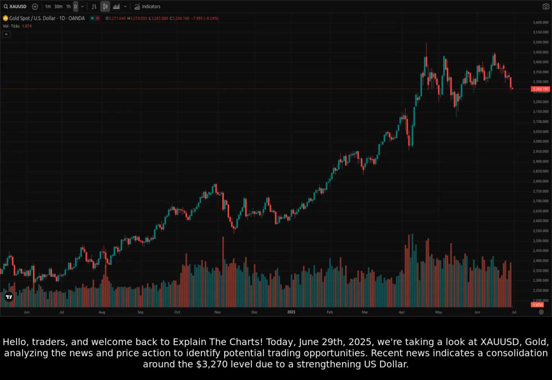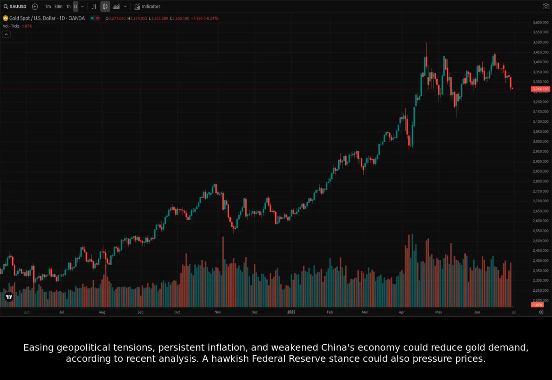Today, June 29th, 2025, we're taking a look at XAUUSD, gold, analyzing the news and price action to identify potential trading opportunities. Recent news indicates a consolidation around the $3,270 level due to a strengthening U.S. dollar. Easing geopolitical tensions, persistent inflation, and weakened China's economy could reduce gold demand, according to recent analysis.